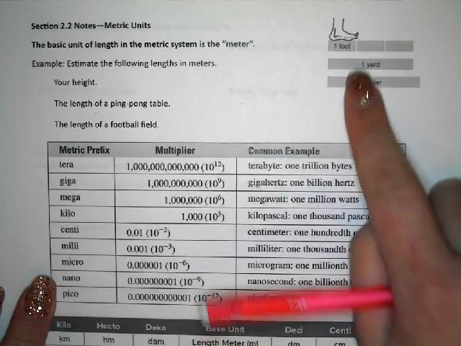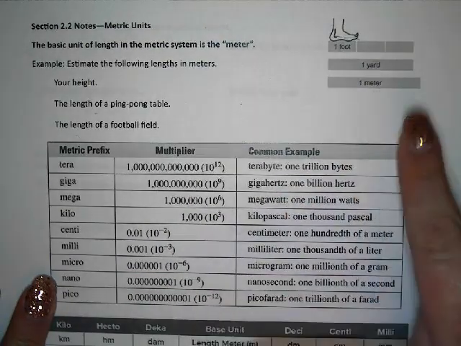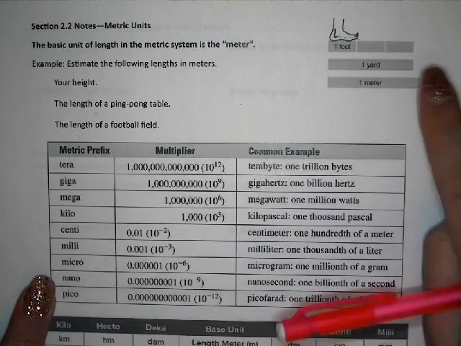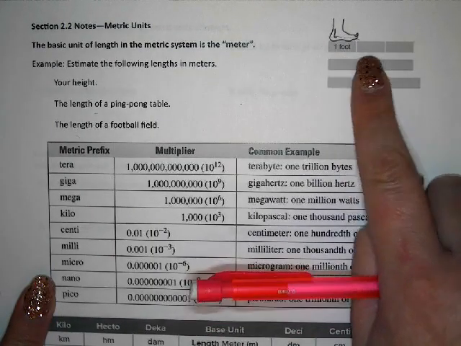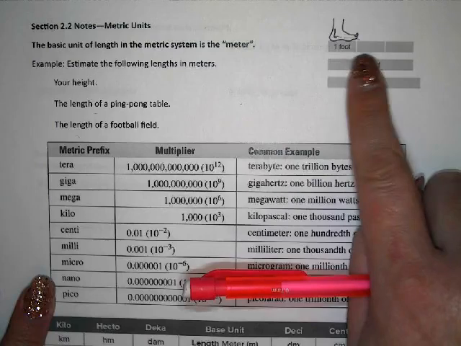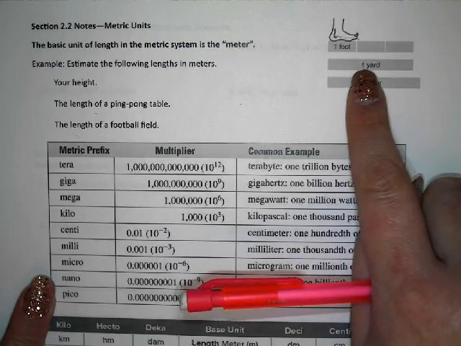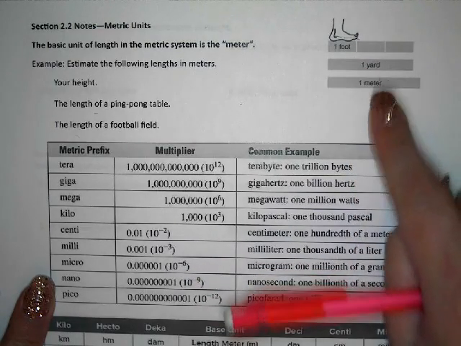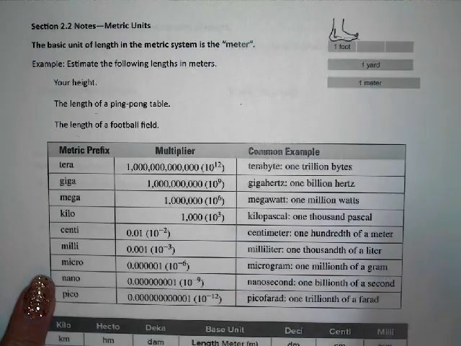So if you look over here, you can see kind of the comparison basically between the US and metric. We've got 1 foot, 2 feet, 3 feet is 1 yard, and 1 meter is very similar to a yard. So that's basically how they compare.